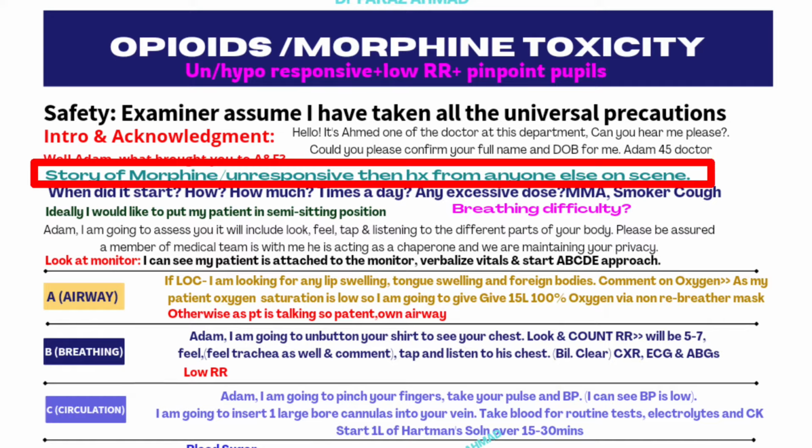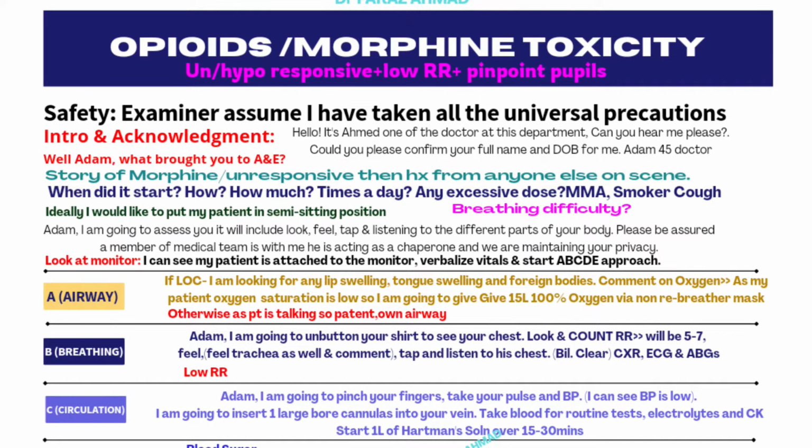Okay, so here if the patient is talking to you, the patient will give you the story. Doctor, I had an operation, I had a fall, I had a back injury, I had an operation of my tummy, so I was prescribed morphine. And if the patient is unresponsive, then the history will be given by one of the nurses who will be on the scene. Okay.